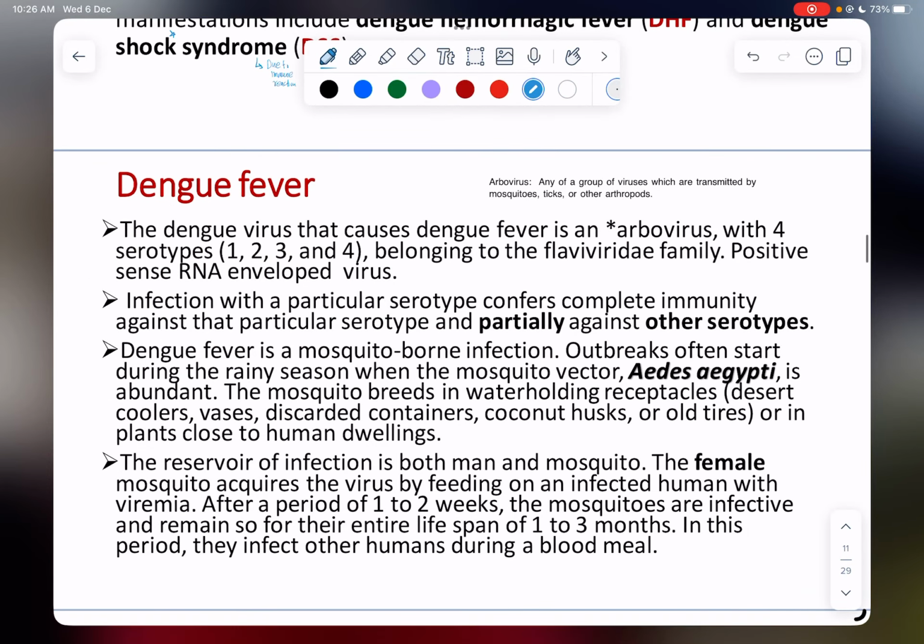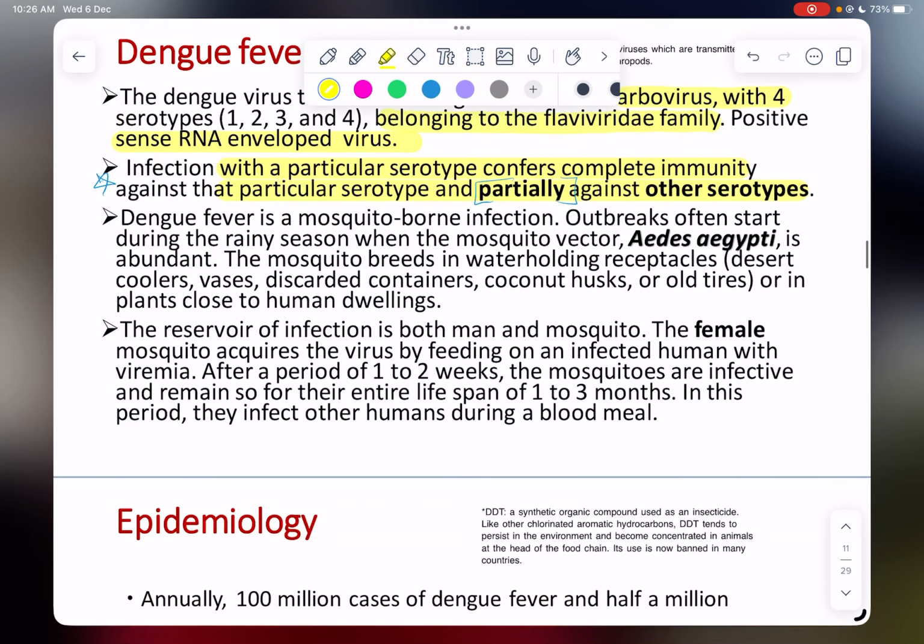So, it's an arbovirus. It has four serotypes, 1, 2, 3, and 4, and belongs to Flaviviridae. It's a positive sense RNA enveloped virus. As I just told you, one serotype infection confers complete immunity to the same serotype, but partial immunity to the other serotypes. Outbreaks often start during the rainy season, obviously, because that is when the mosquito breeds in large numbers.